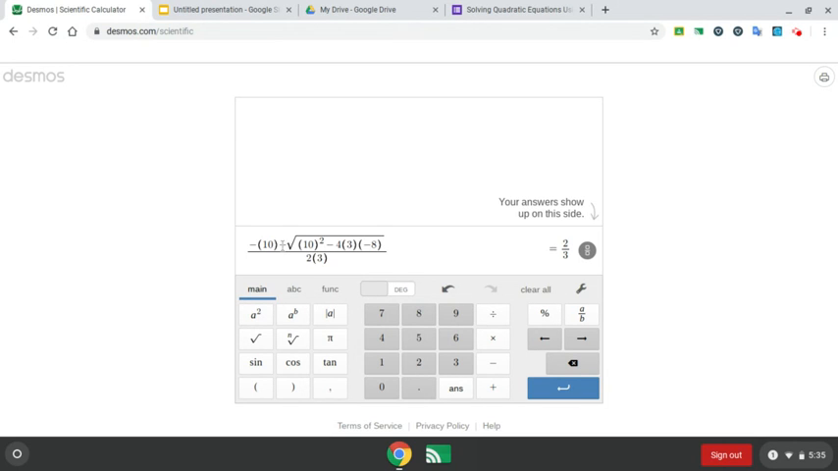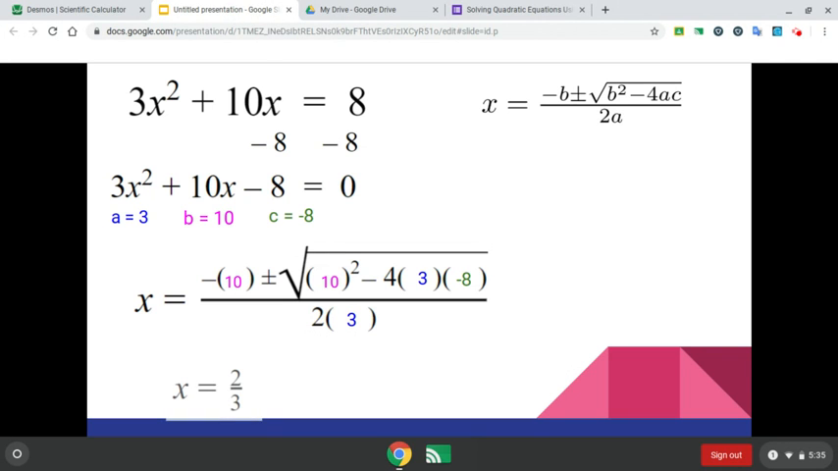First I did plus. Now I have to redo this with a minus. You can really just go on in here and change the plus sign to a minus sign, and it will give you the other solution, which is negative 4. Okay, so we have our two solutions. X is equal to 2/3, and x is equal to negative 4.